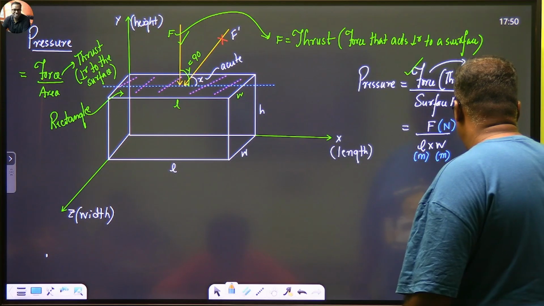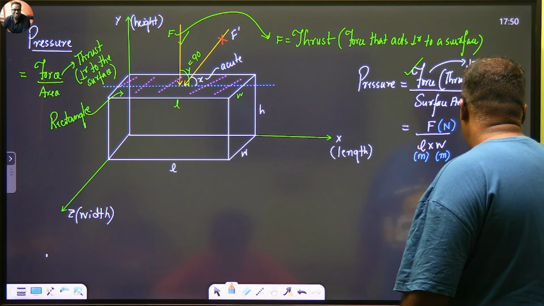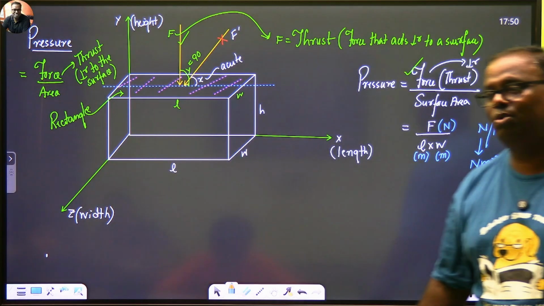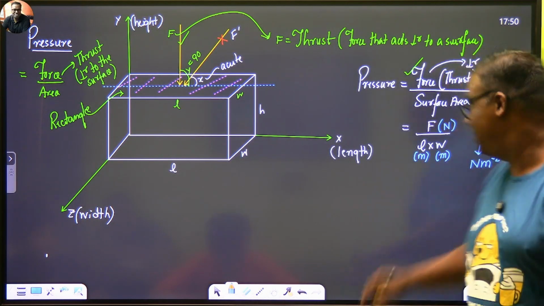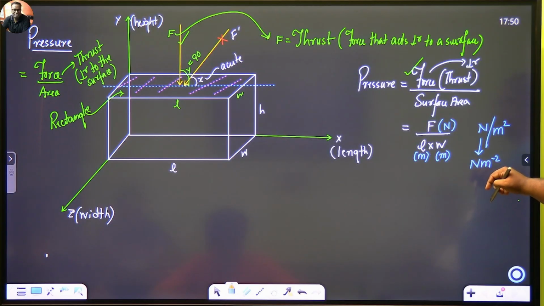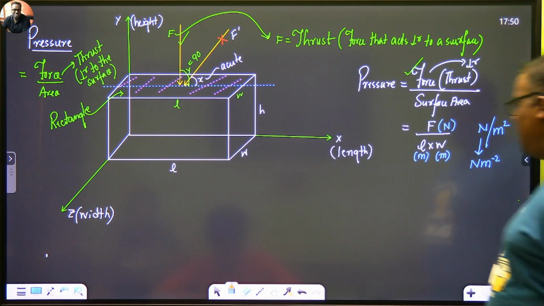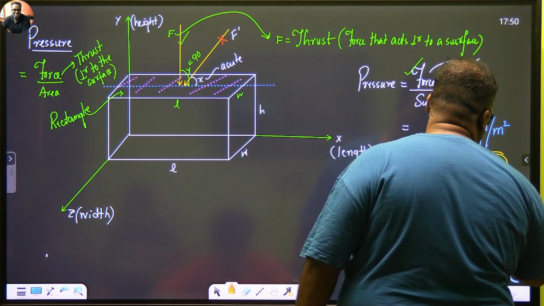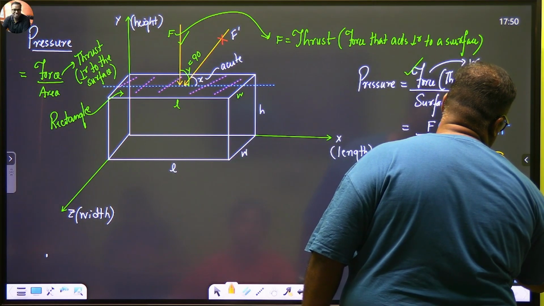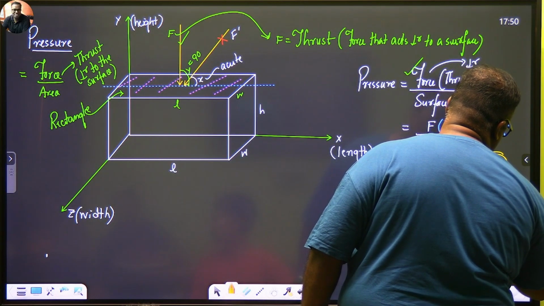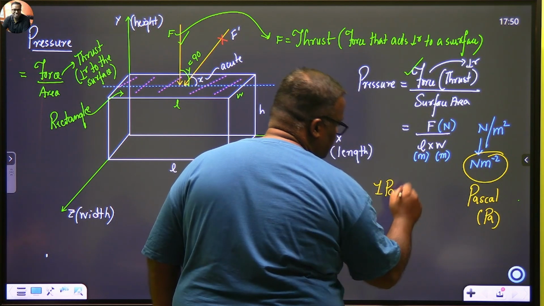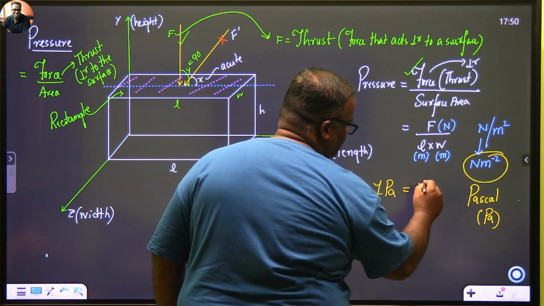So what is the unit of force? Oh, sorry, pressure. The unit of pressure is Newton upon meter square. And for this, we have given a special name, which we call Pascal, right? 1 Newton upon 1 meter square is called a Pascal. So 1 Pascal is 1 Newton upon 1 meter square.